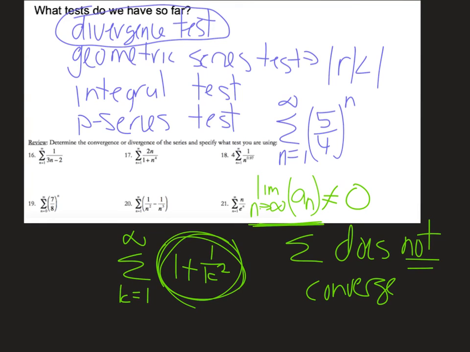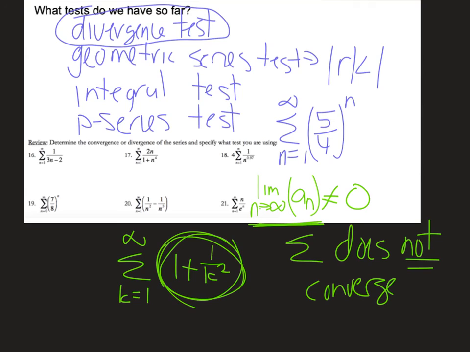So that's actually the first test I would use. So the divergence test says if the sequence does not go to 0, then the series will diverge. Automatically, done, don't have to do any more work. If the sequence does not go to 0, then the series will diverge. Done. The geometric series test says if the absolute value of that common ratio is less than 1, then the series will converge, otherwise we diverge.